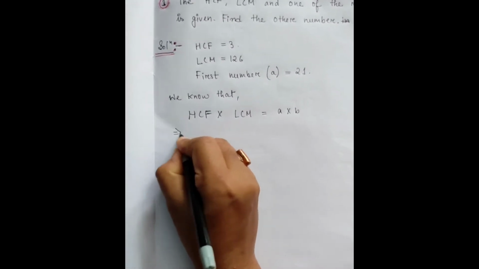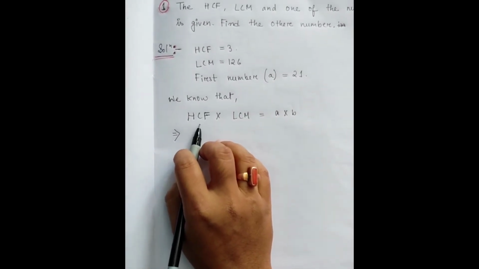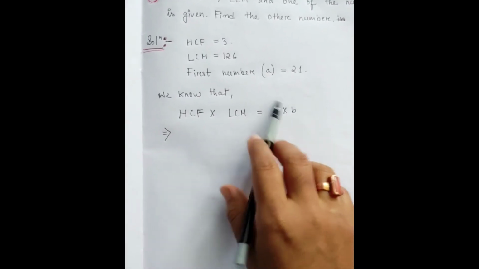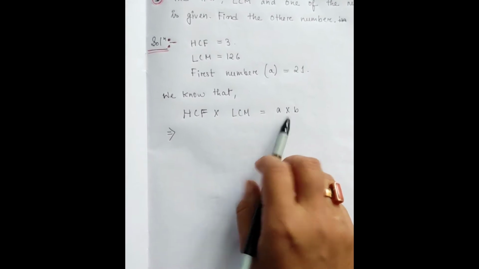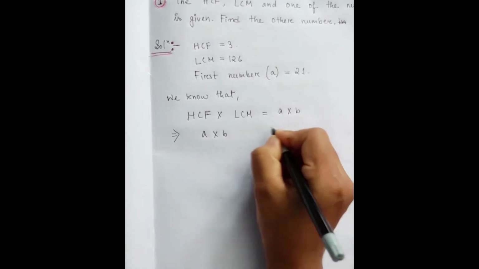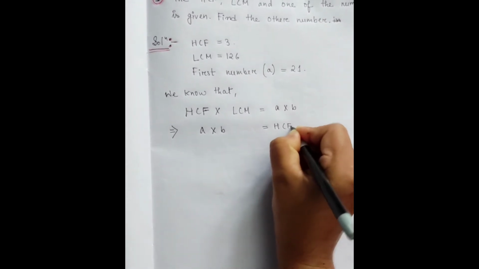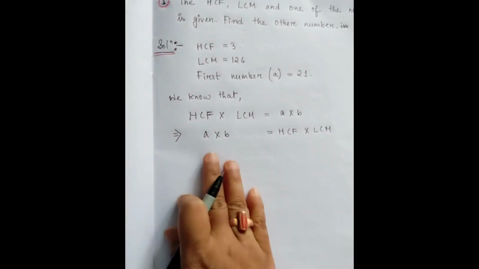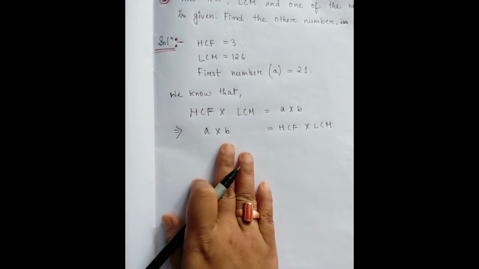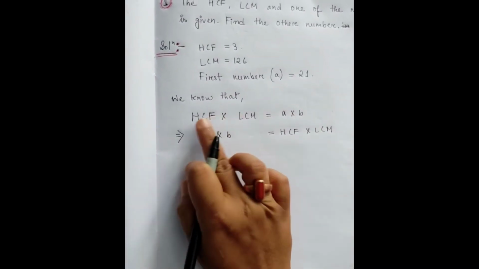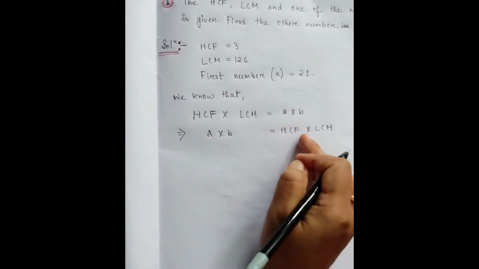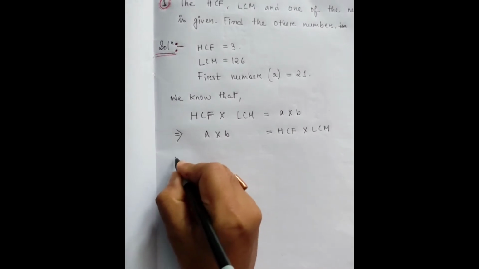So we will write the values of HCF and LCM. As you know, here you will have to find B. So we will write it interchangeably. You will change it like this: A into B is equal to HCF into LCM. Why are we writing like this? Because then it will be easy to calculate. It is the same only, HCF into LCM is equal to A into B, and A into B is equal to HCF into LCM, both are the same.